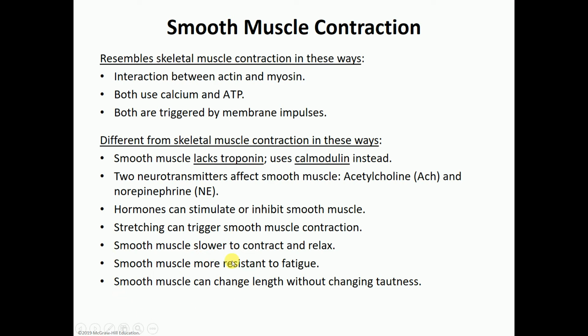Smooth muscles are very slow in their contraction and their relaxation. And that, again, goes back to the fact that the actin and myosin are not organized whatsoever. So the contractions and relaxations happen, but they're much slower.